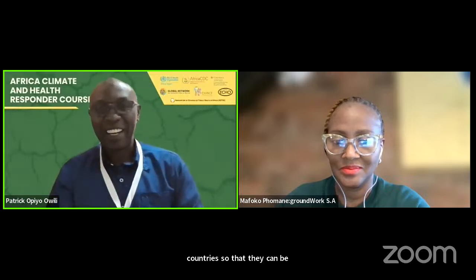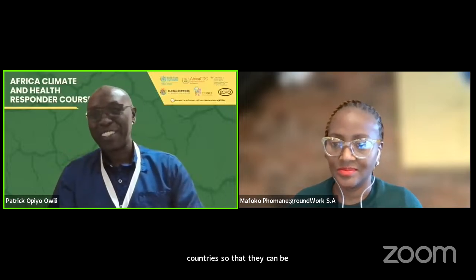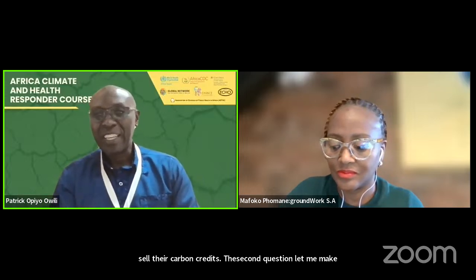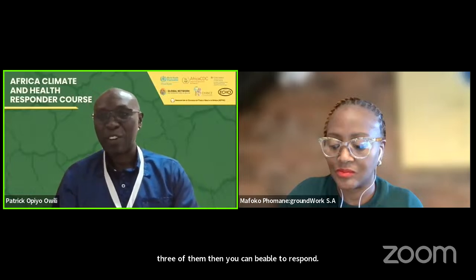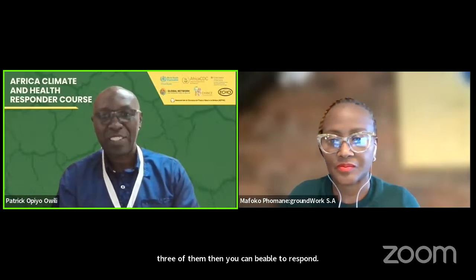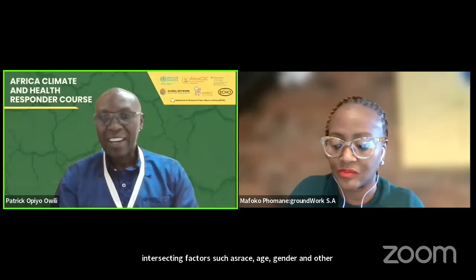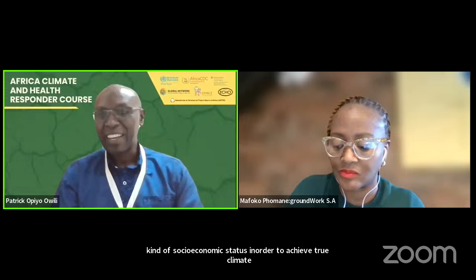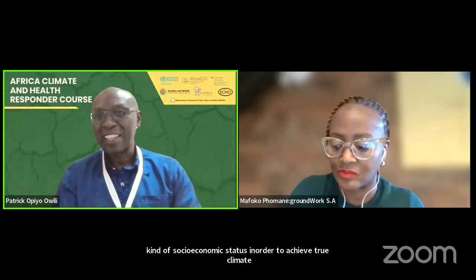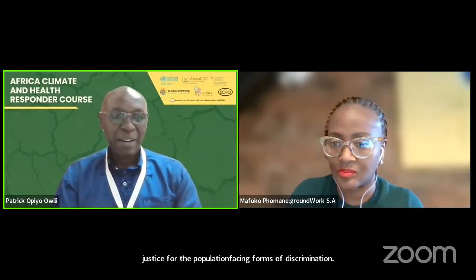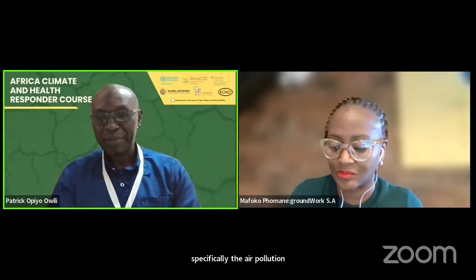The second question, let me take three of them, then you can respond. To what extent does a just transition fully encompass intersecting factors such as race, age, gender, and other socioeconomic status in order to achieve true climate justice for the vulnerable population facing multiple forms of discrimination? And another participant is also asking another question: how do we know specifically that air pollution is a risk factor for morbidity and mortality, as distinct from other factors in healthcare? Dr. Mafoko, do you want to take those three questions?